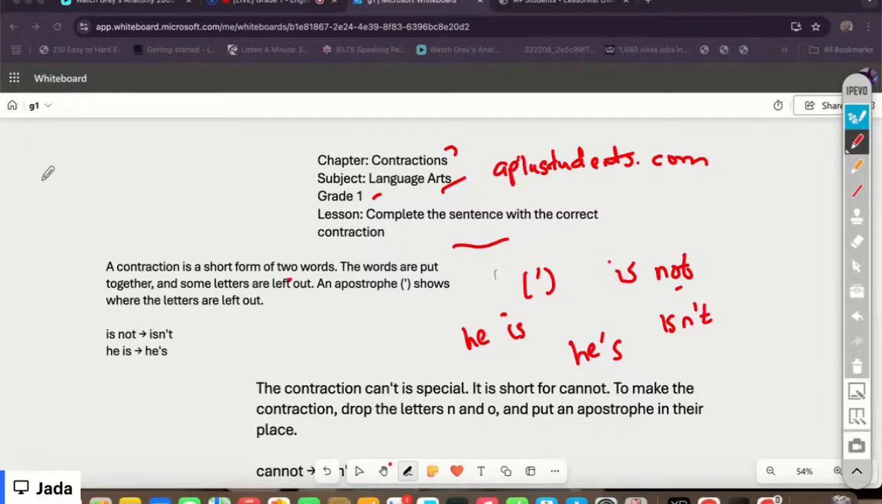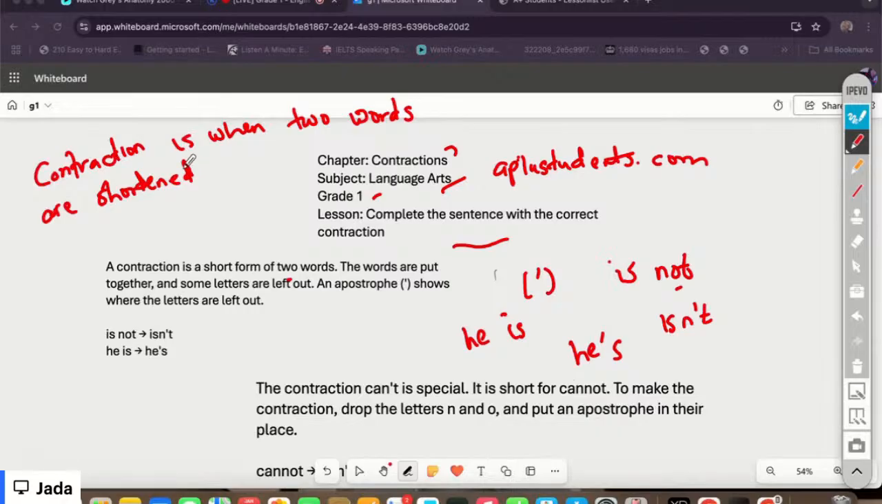So you just have to note that contraction is when two words are shortened. Okay. By using an apostrophe. So contraction is when two words are shortened by using an apostrophe. Okay, so that is what contraction is in general.